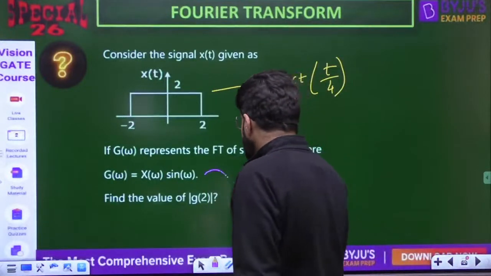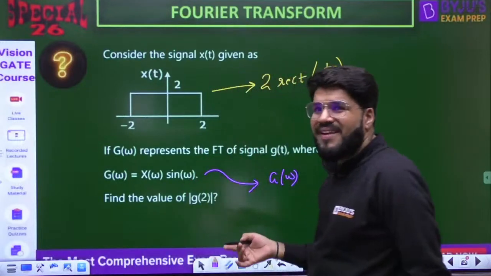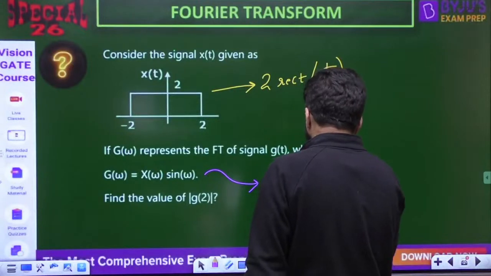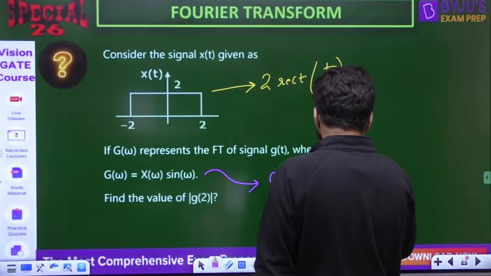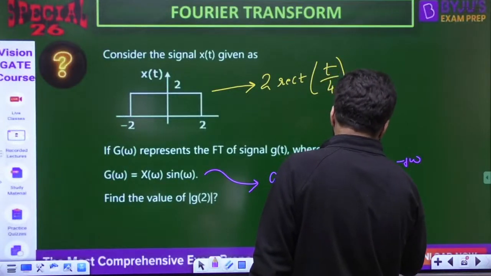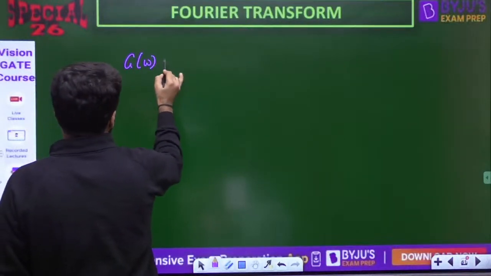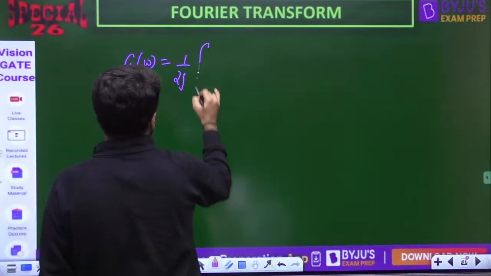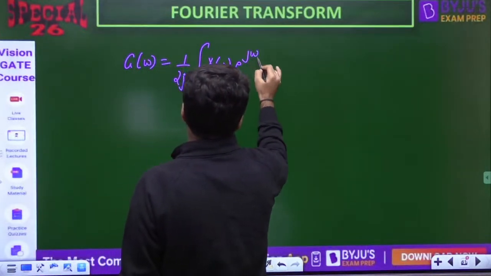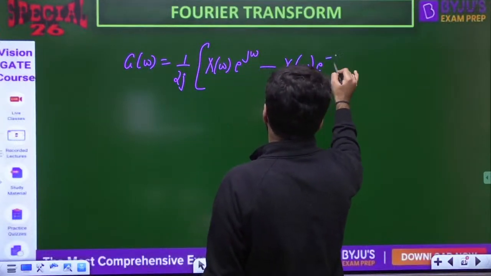What is g omega? This one is property based again, more on property only. G omega is x omega sine omega. Sine omega is written as (e power j omega minus e power minus j omega) divided by 2j. So if you expand g omega, let us separate the 1 upon 2j outside, and then you have x omega e power j omega minus x omega e power minus j omega.